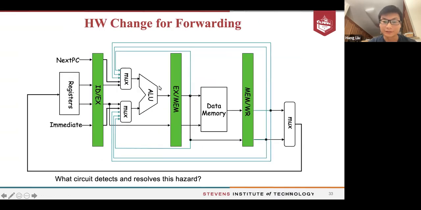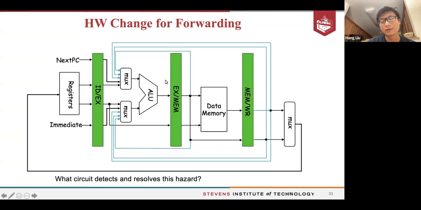So how do we do that? How do we actually solve that problem, right? First, let's see how we solve it. Basically, we need to have some wires to go to either source register 1 or source register 2 at the end of the execution. This allows us to forward data from the execution stage to the beginning of instruction decoding, right?